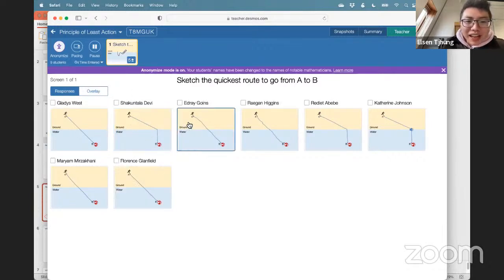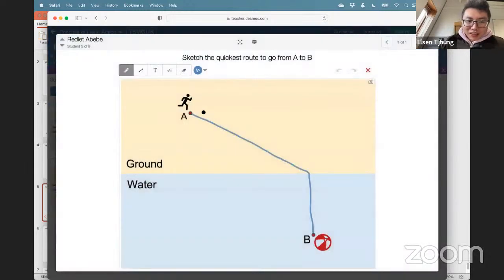Someone drew a straight line. Okay, that's interesting. So this person drew a straight line. Basically you run from here to here, and then you swim across vertically.